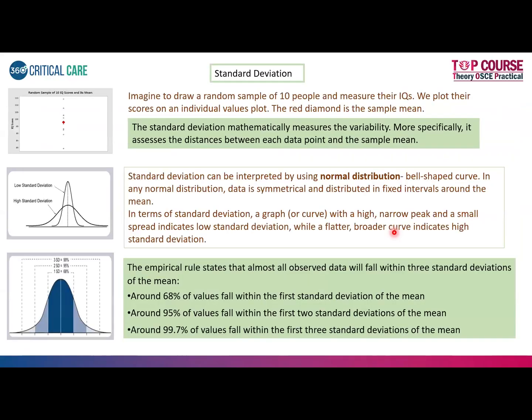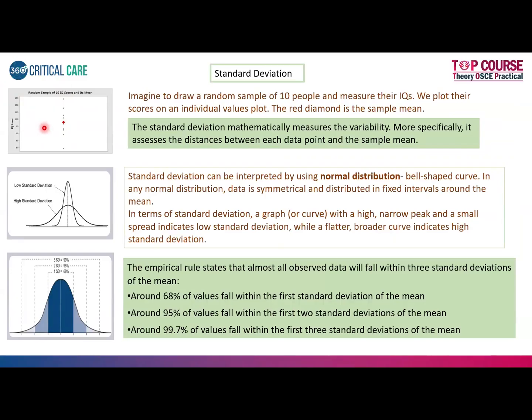So, an example for standard deviation. Suppose there is a set of 10 random people and you are measuring the IQ of these 10 people. When we measure the IQ, we get a mean, which is the red diamond here. So what is the standard deviation? How much are the values of the individual tests deviating from the mean? This is nothing but the standard deviation. Now, this is one test for 10 people.